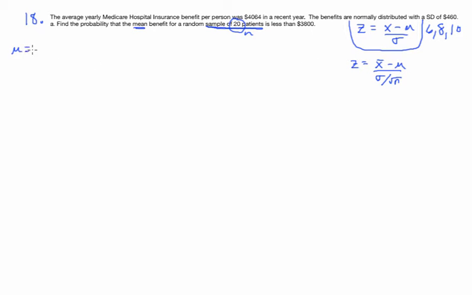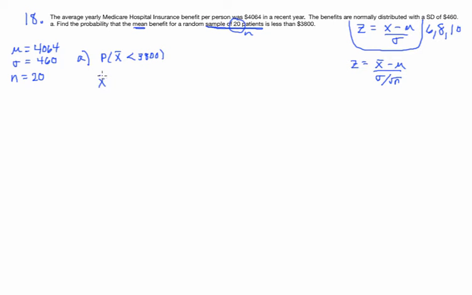So our population mean, 4,064. Our standard deviation, 460. And our n, that's how many patients are in the sample that we're taking, 20. So I want to know that the mean x is less than 3,800. Okay, so that means I'm going to find the probability that the sample mean, x bar, is less than 3,800.